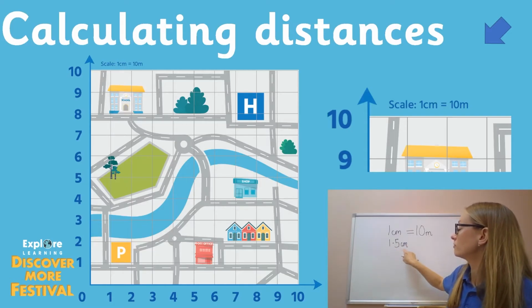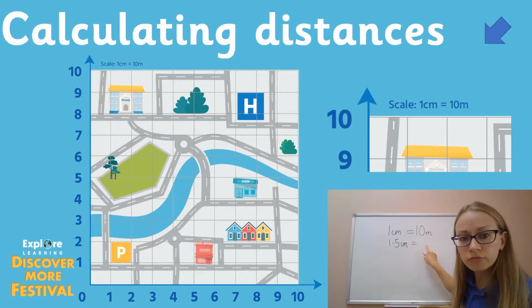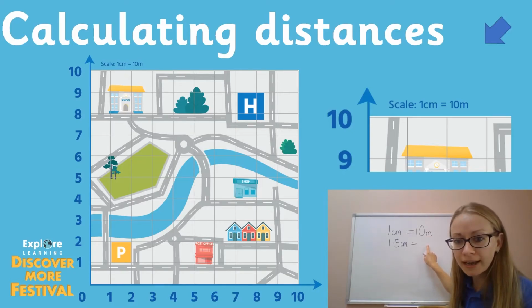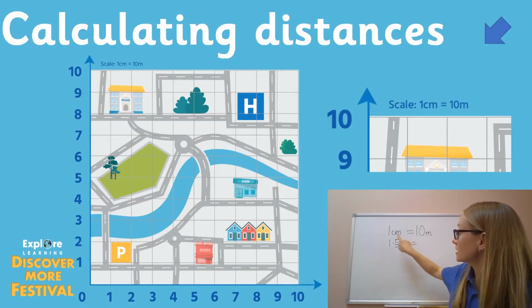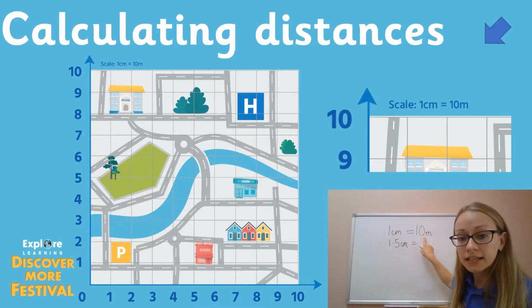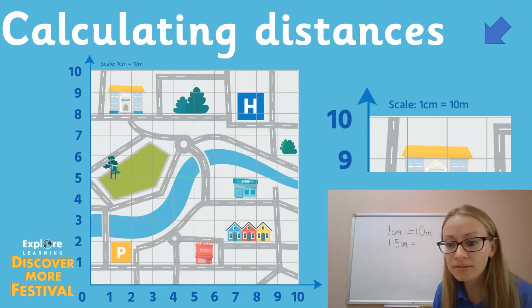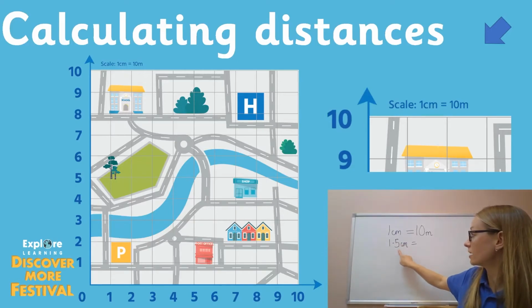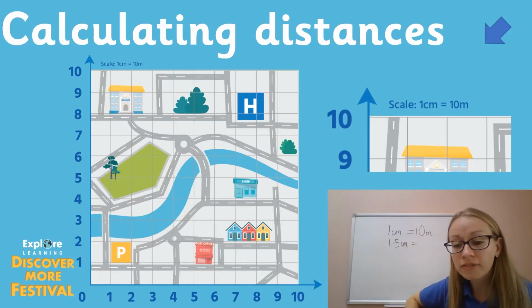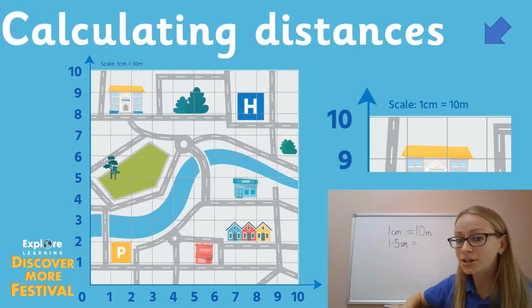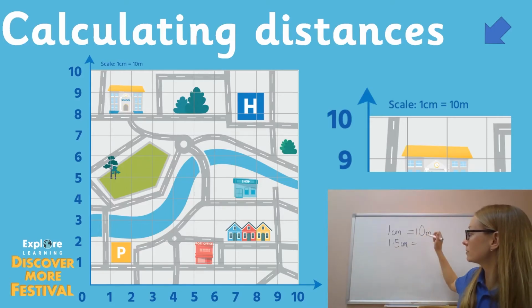So 1.5 centimetres on the map equals what in real life? That's what we're trying to work out. Okay, so using my scale of 1 centimetre equals 10 metres, I can do a simple conversion calculation. To convert the numbers, I'm going to multiply 1.5 by 10 to give me the number of metres. So 1.5 multiplied by 10.